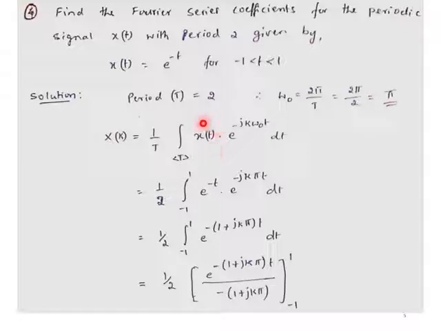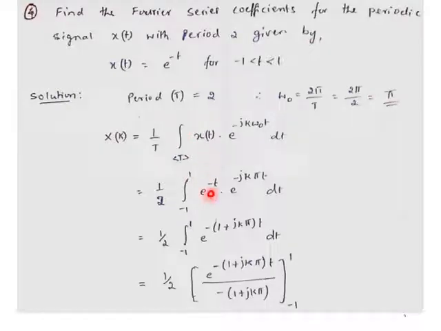So if I substitute x(t), that is what is given, I can directly find the X[k] value with the help of this equation itself. That's why the X[k] value can be identified with the help of the Fourier series equation. So I'll substitute for the T value 1 by T. T is 2. Integration over one fundamental period from -1 to 1.